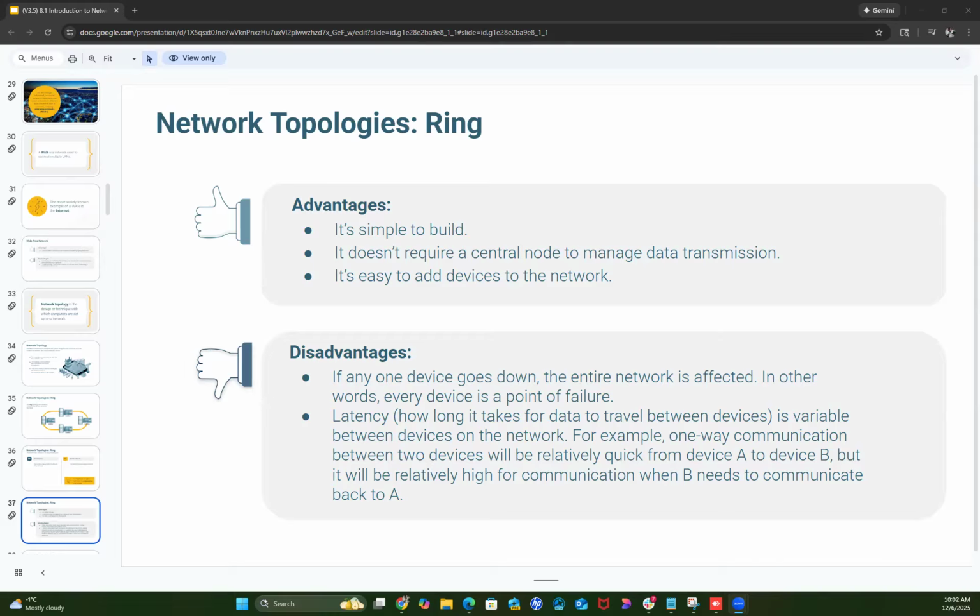Latency is how long it takes for data to travel between devices on the network. For example, one-way communication between two devices will be relatively quick from device A to device B. But it will be relatively high for communication when B needs to communicate back to A. So this is the disadvantage.